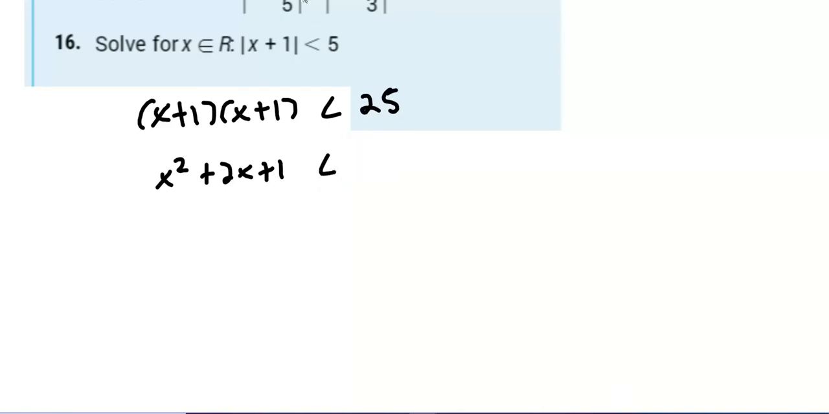Everything goes on to the left side. For quadratics, everything goes on the left side. For linears, x goes on the left, numbers go on the right. Quadratics, which is x squared, everything usually goes on the left.